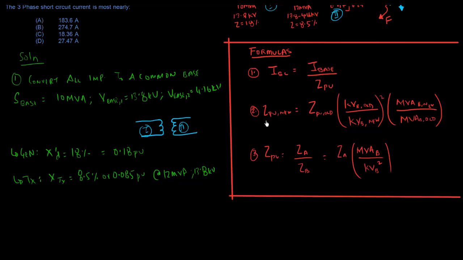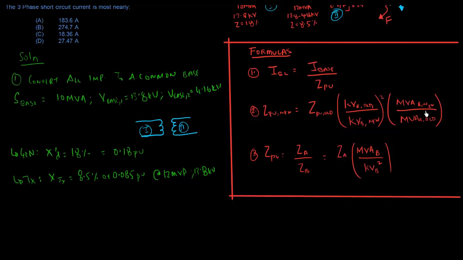But what we say here is, if we want to convert an impedance to a new impedance basis, then Z per unit new is equal to Z per unit old multiplied by kV base old over kV base new, the square of that, multiplied by MVA base new over MVA base old. In our case, the kV base remains the same. The old base is 13.8 kV, which is where this is defined. The new base we've defined for this system is also going to be 13.8 kV. So this is going to cancel each other out, and we're going to get 1. So we can ignore this portion.